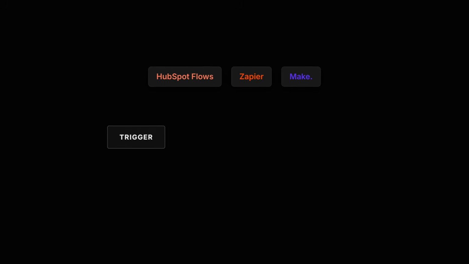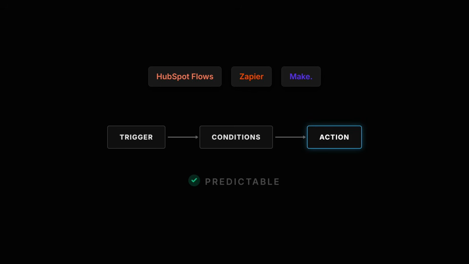So for the last decade, the best GTM operators became automation builders. HubSpot flows, Zapier, Make: set up a trigger, define the conditions, fire the action. And it worked for the things that were predictable. But there was always a ceiling. The moment a process required any nuance, flows show their ugly underbelly.